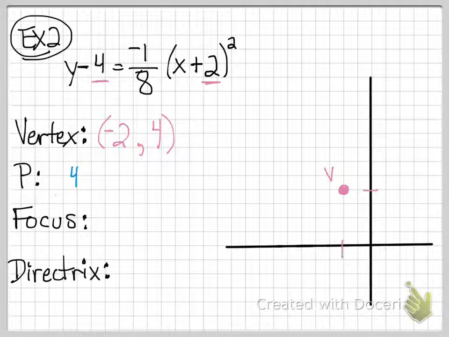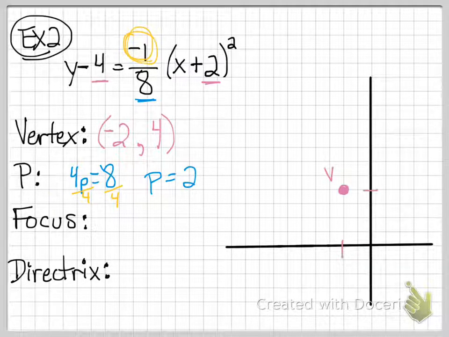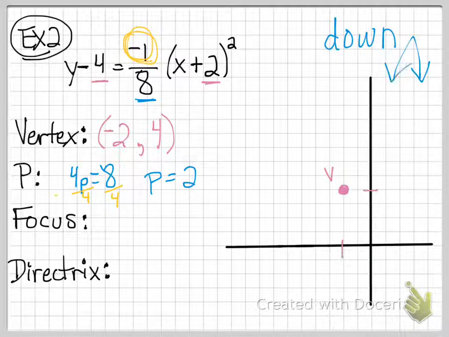Now I need to find p. Well, 4p equals that 8 in the denominator. We solve for p, right? That's easy. We just divide both sides by 4, and I get p equals 2. But wait, there's a trick. There's a negative. What does the negative mean? If there's a negative in front, yes, you got it, it's going to face down. So my parabola is going to be a frowny face.